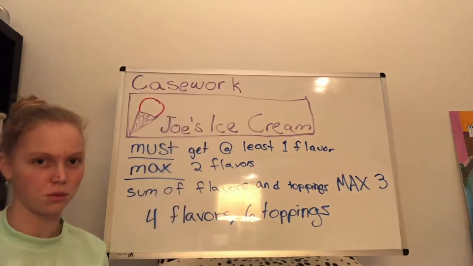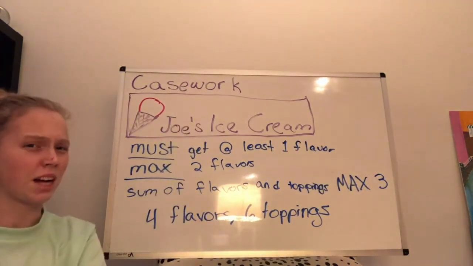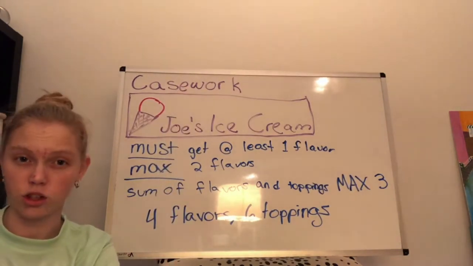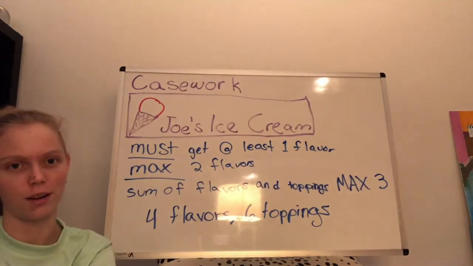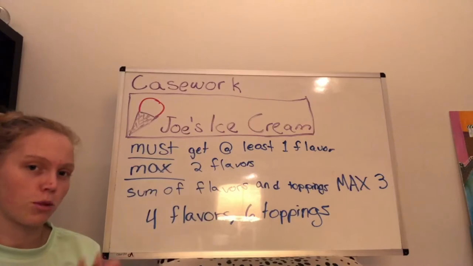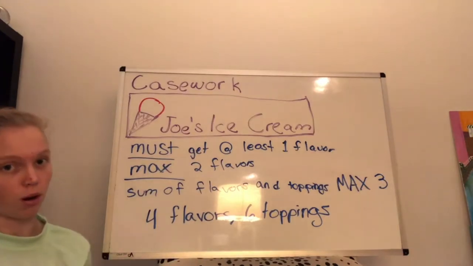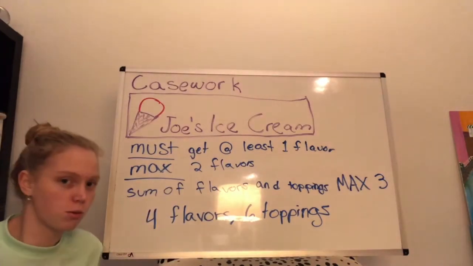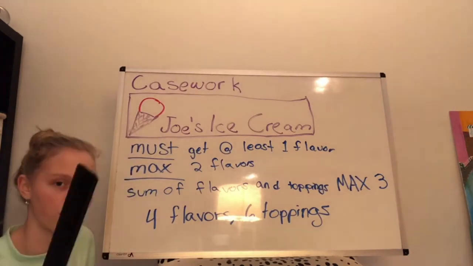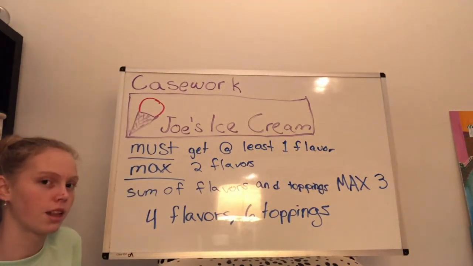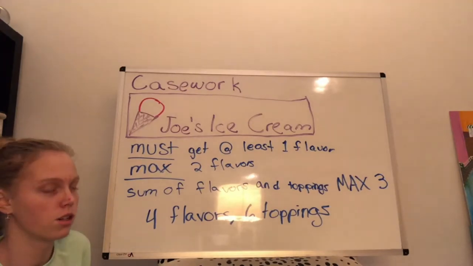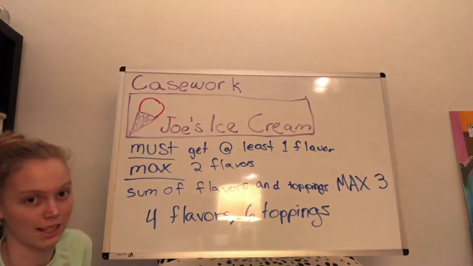We're going to learn about casework next, and casework isn't exactly something that you can teach. It's more of a critical thinking skill, so you're going to have to use your brain. Now, I'm just going to show you casework through an example problem, and our example problem is Joe's Ice Cream Shop. You have to get at least one flavor, no bowls of just toppings. You can't get anything more than 2 flavors, so essentially you can get 1 or 2 flavors. That's it.